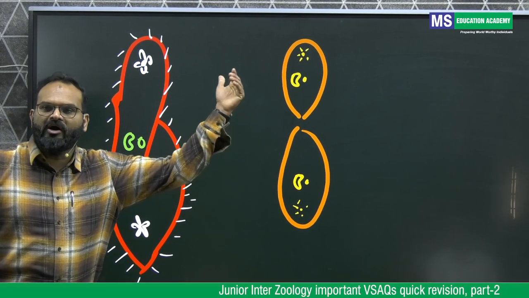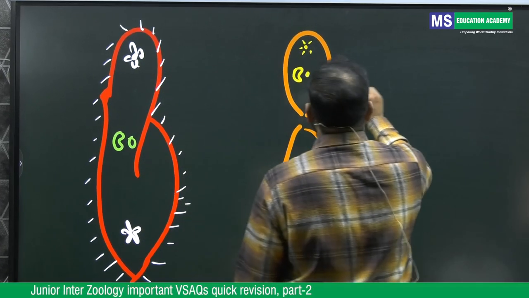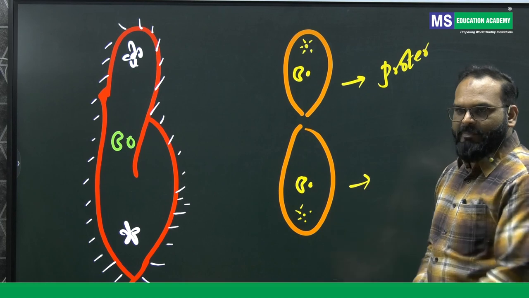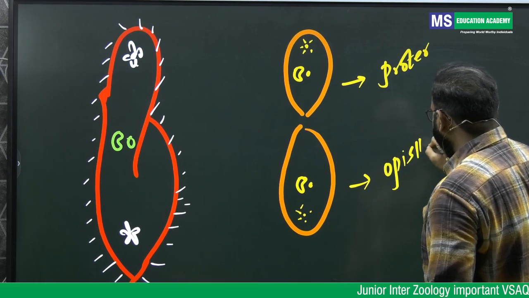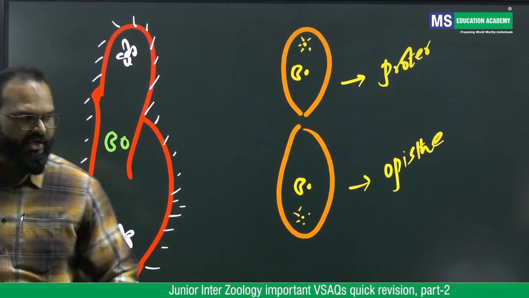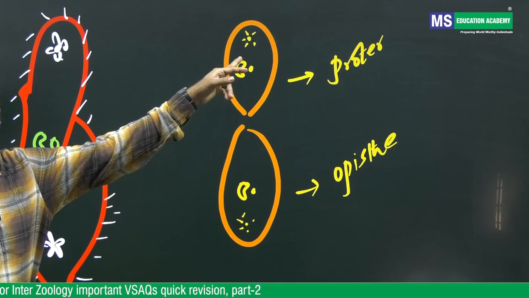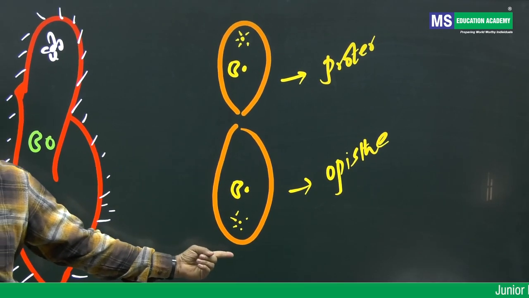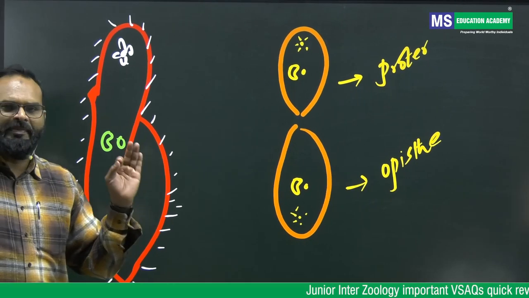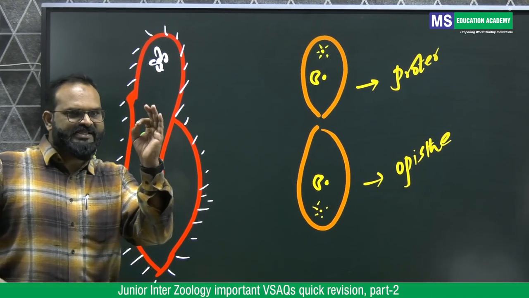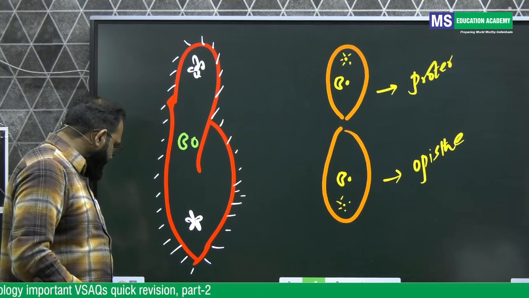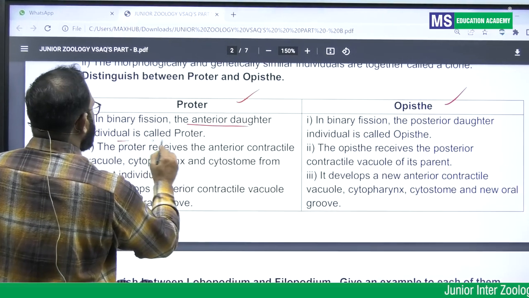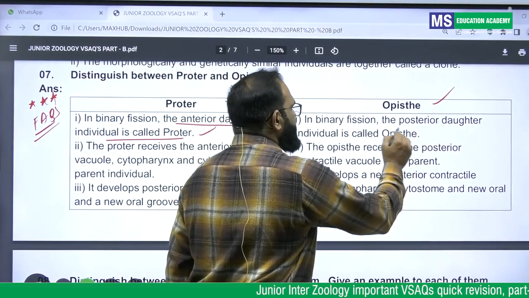The daughter paramecium which is formed in the anterior side is called proter. The daughter paramecium which is formed in the posterior side is called opisthe. You can see proter received the anterior contractile vacuole of the parent. Opisthe received the posterior contractile vacuole of the parent. So this is the basic information about the transverse binary fission in Paramecium. Now, let us go back to the VSAQ here. In binary fission, the anterior daughter individual is called proter, the posterior daughter individual is called opisthe.